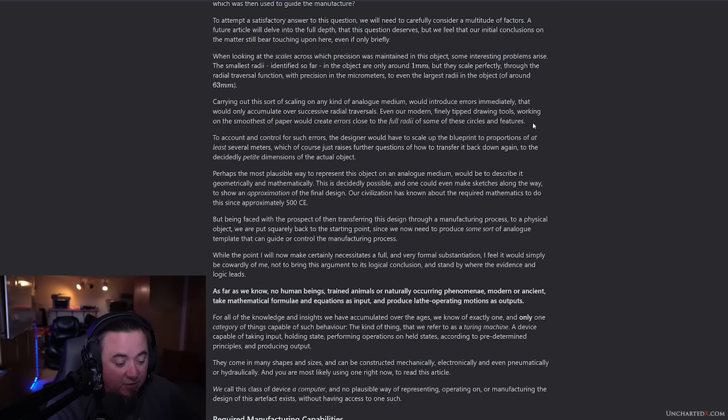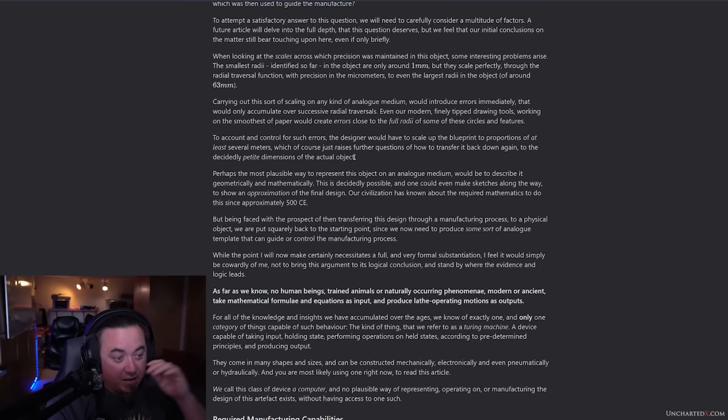So what he's saying is, even if you were to draw this out, imagine you took a piece of paper as big as the room you're sitting in, you tried to draw it out, you still then have to scale that thing down to the actual size. And even in doing so, you would introduce significant errors easily to the size of some of the smallest radii, which we don't see in the artifact itself. Like, it's precise down to these thousandths of a millimeter levels. To account and control for such errors, the designer would have to scale up the blueprint to proportions of at least several meters, which of course just raises further questions of how to transfer it back down again to the decidedly petite dimensions of the actual object.